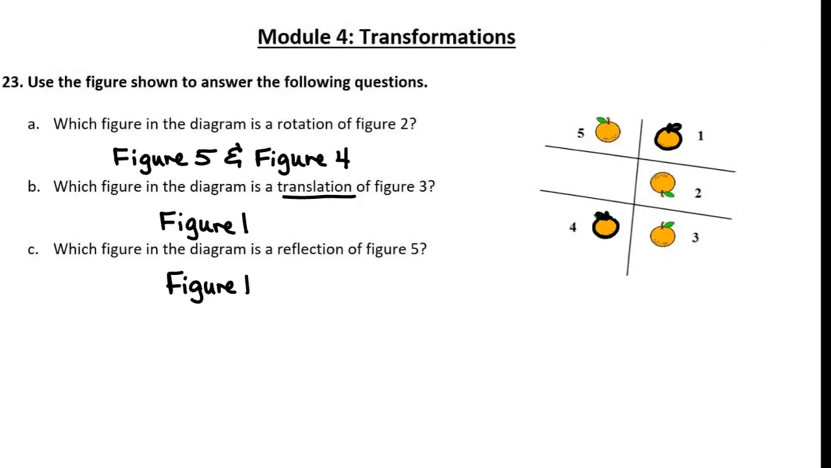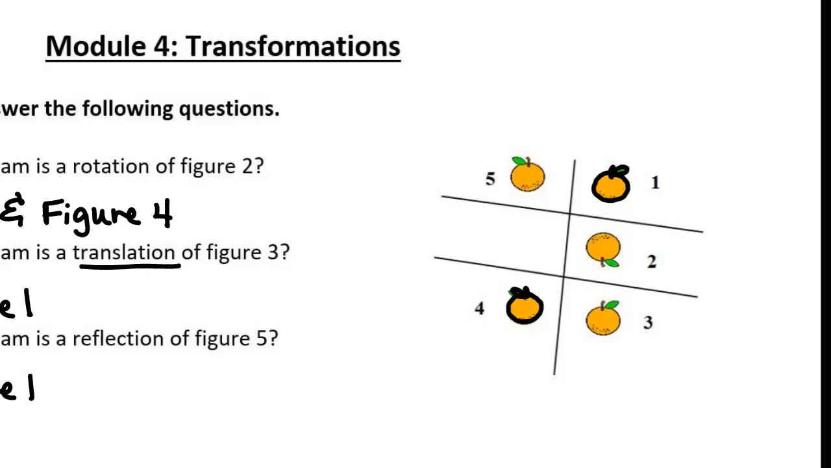So the problem with figure 2 is if I take figure 5 and I flip it upside down, the leaf is still going to be on the left-hand side. And when I look at figure 2, the leaf is not on the left-hand side if I just flip it upside down. If I flip it horizontally or across that horizontal axis, the leaf is going to go from the left to the right, but it's still going to be a face-up orange. Like the stem is still going to be coming out the top. So that's why figure 1 is a reflection, but figure 2 is not. Does that make a little bit of sense? Yes.